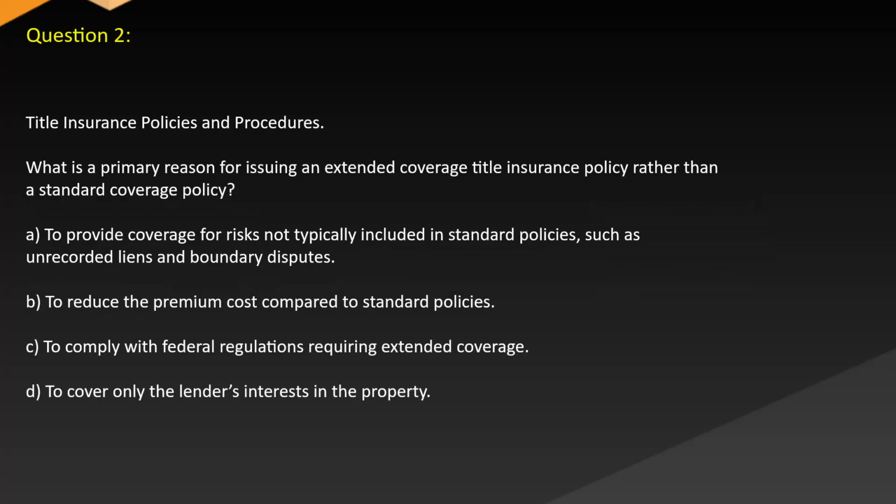Question 2. Title insurance policies and procedures. What is a primary reason for issuing an extended coverage title insurance policy rather than a standard coverage policy? A. To provide coverage for risks not typically included in standard policies, such as unrecorded liens and boundary disputes. B. To reduce the premium cost compared to standard policies. C. To comply with federal regulations requiring extended coverage. D. To cover only the lender's interests in the property.